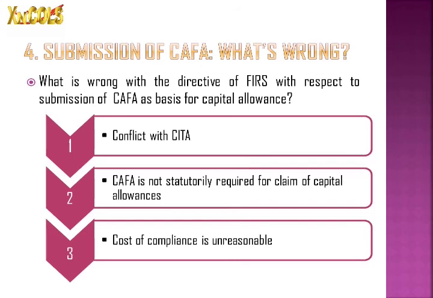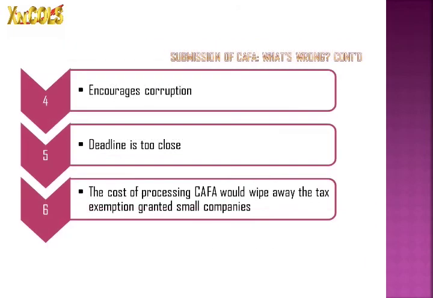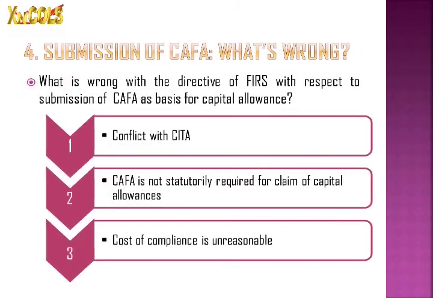Secondly, CAFA is not statutorily required for you to claim capital allowances. Thirdly, the cost of compliance is unreasonable. By that I mean, if you look at the exchange rate, the time these laws were made, 500,000 was the benchmark or threshold for which you can obtain capital allowance. If you look at the exchange rate now, how much is 500,000?